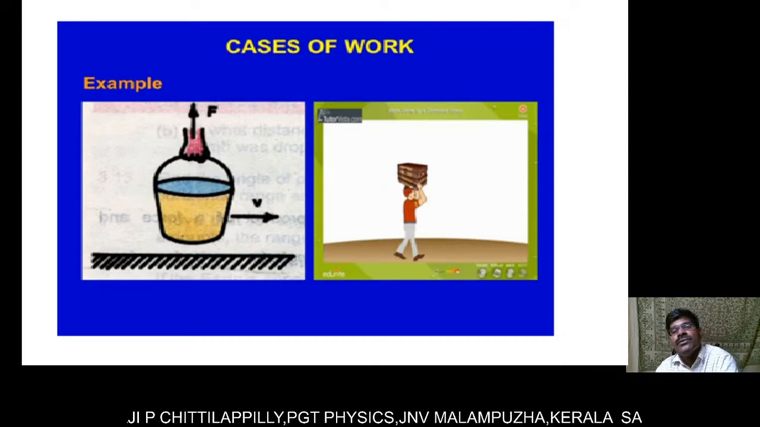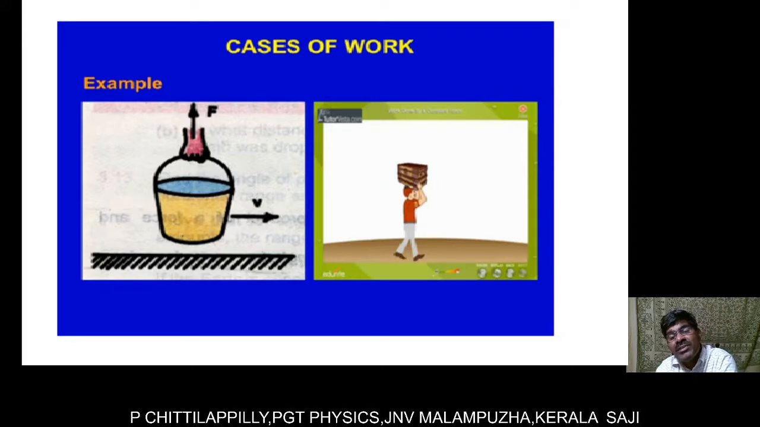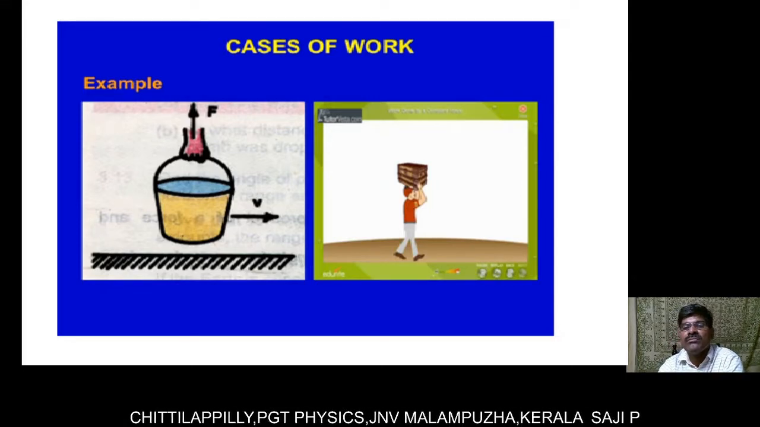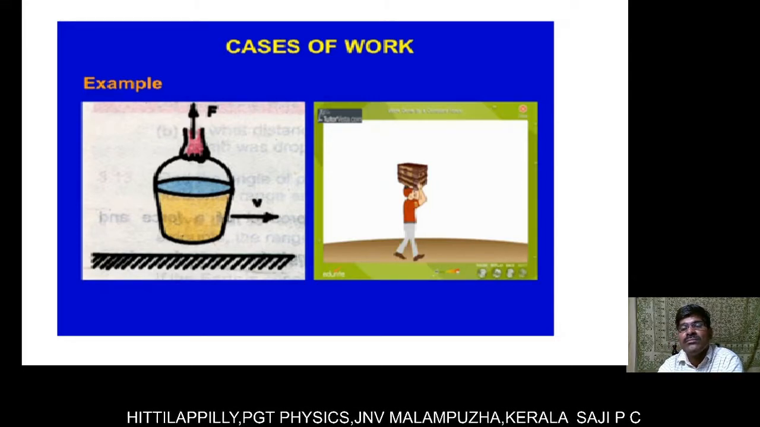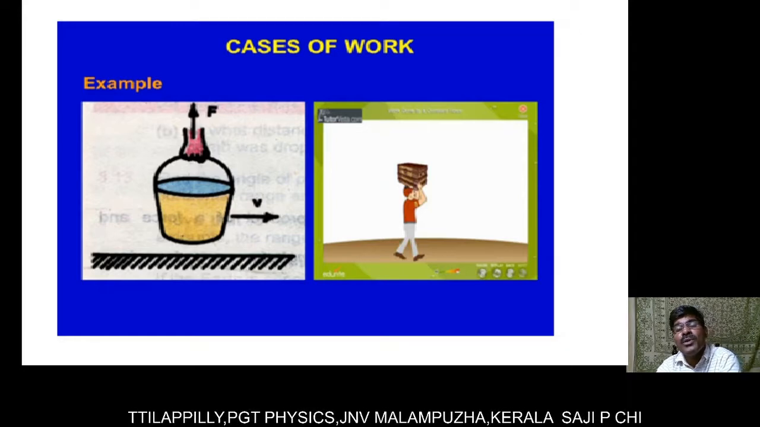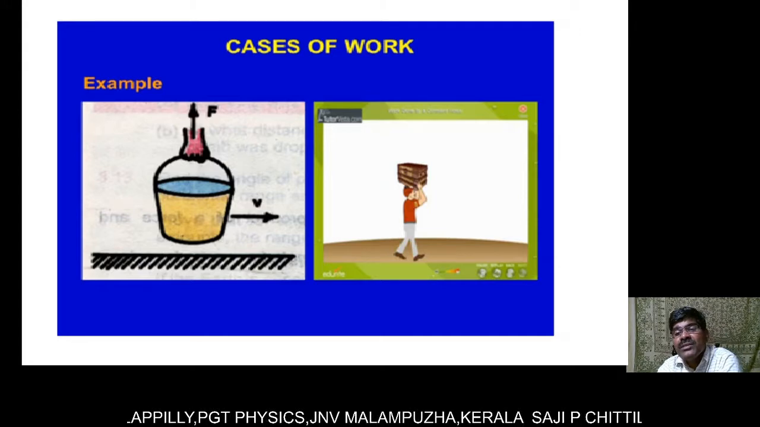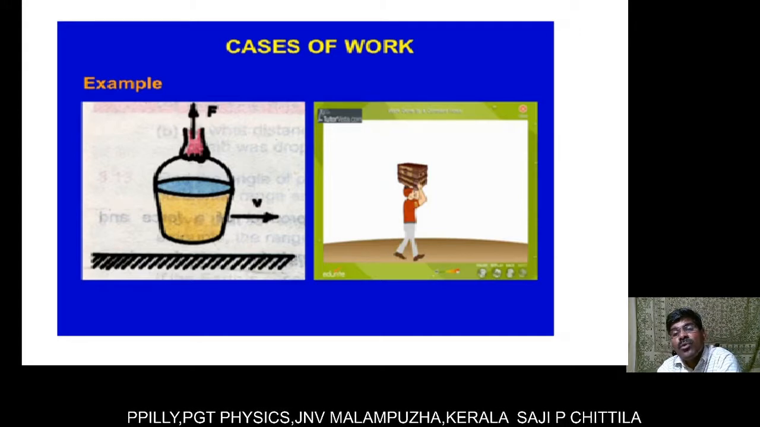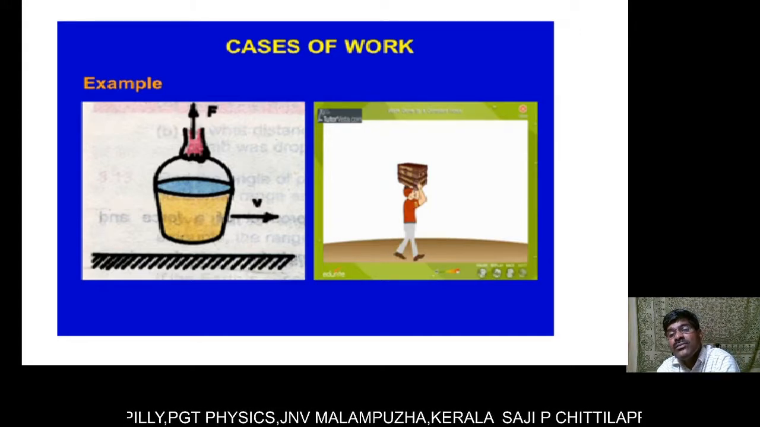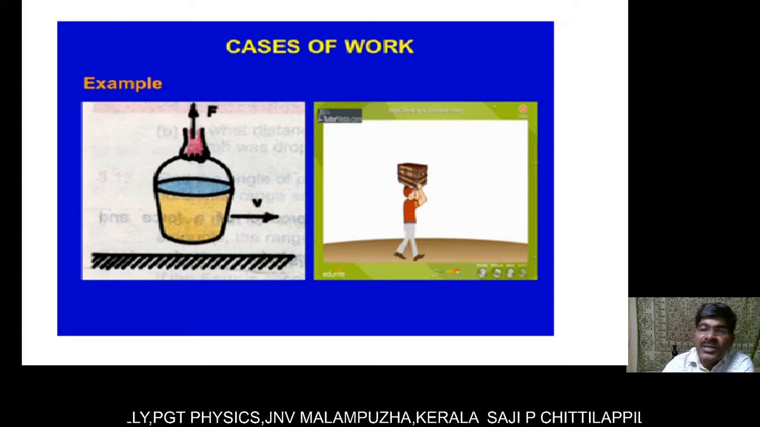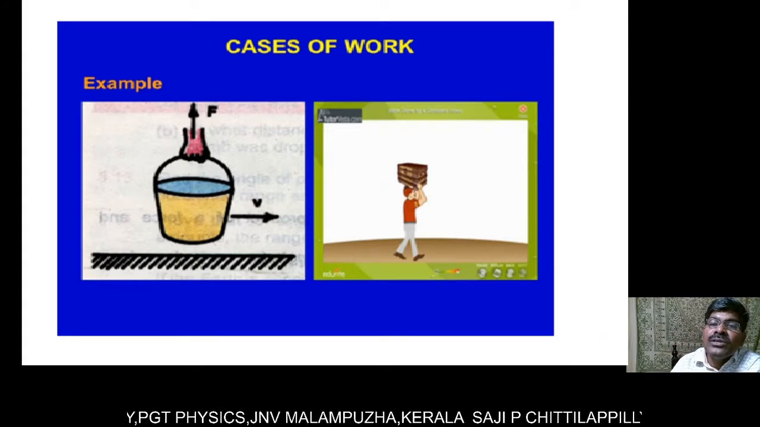Again, in the second figure, work done against the gravitational force: he is applying the force in the upward direction and the body is moving along the horizontal direction. Here also, work done is 0. Force and displacement are perpendicular to each other.